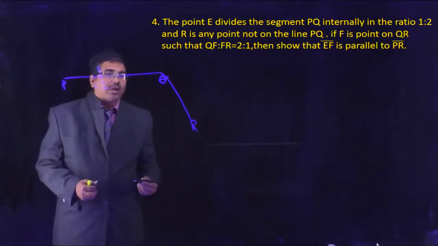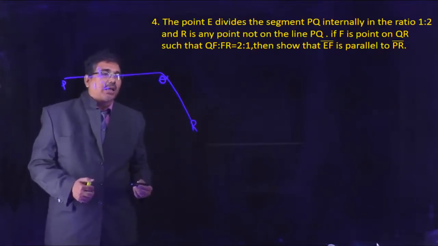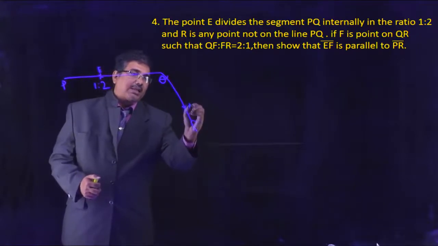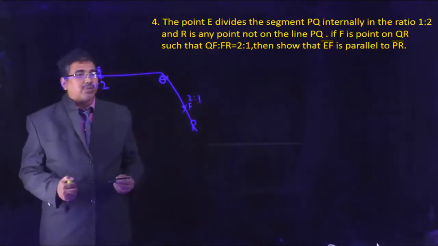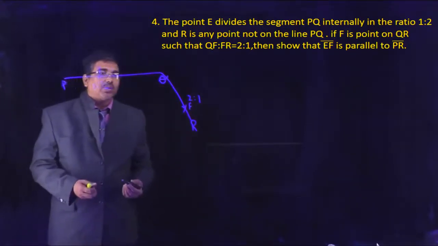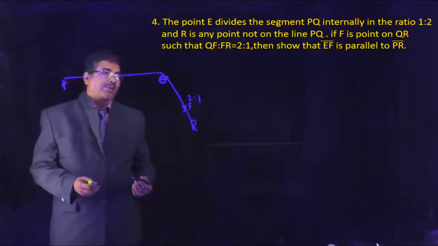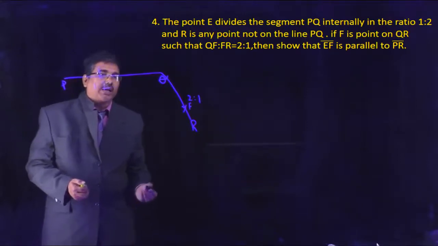F is a point on QR. F divides QR in the ratio 2 is to 1. This is the point F, which divides QR in the ratio 2 is to 1. Then show that EF is parallel to PR.